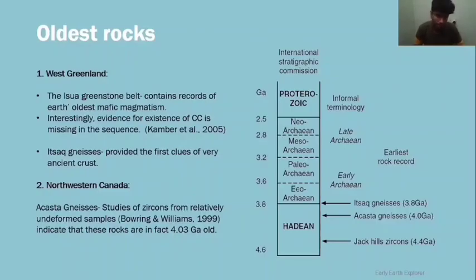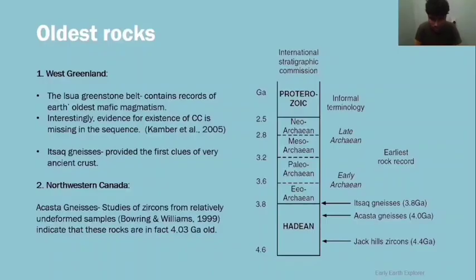So coming to the oldest rocks, we'll get into the detail of each of these three major regions. The first one is West Greenland. There we have the Isua Greenstone Belt. This has been an area of major research, and it contains records of Earth's earliest mafic magmatism. But interestingly, we don't see much felsic activity going on there as far as that particular greenstone belt is concerned. So in the sequence, the existence of a continental crust is missing. But close to that region, we have the Itsaq gneisses. That was firstly studied in order to get an understanding of the very ancient crust, because those gneisses were felsic in nature. So that gave us the first clues about what the ancient crust must have looked like.